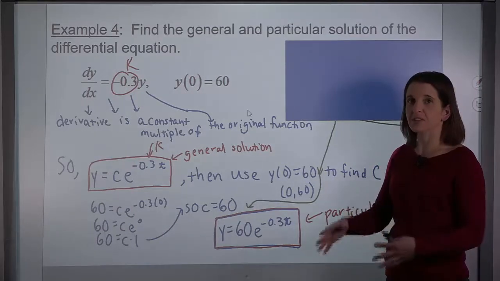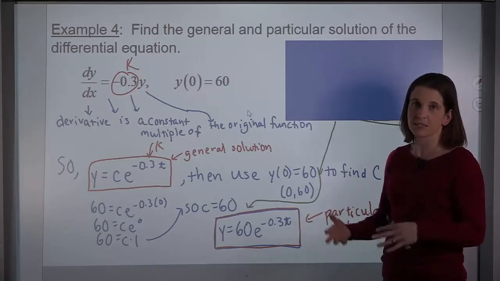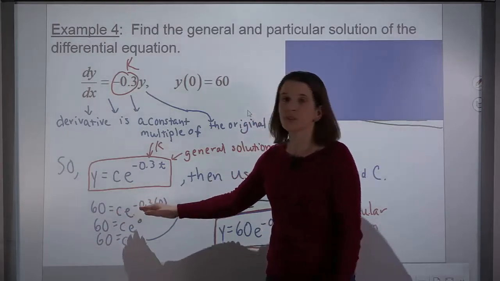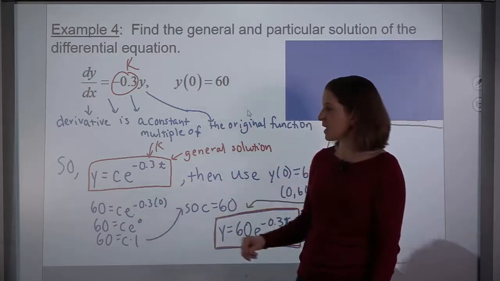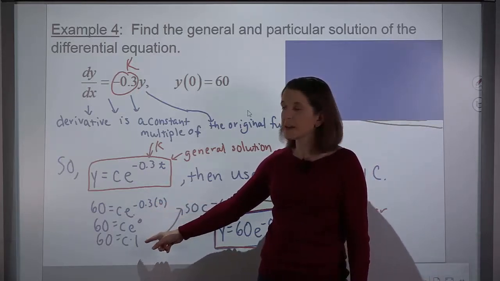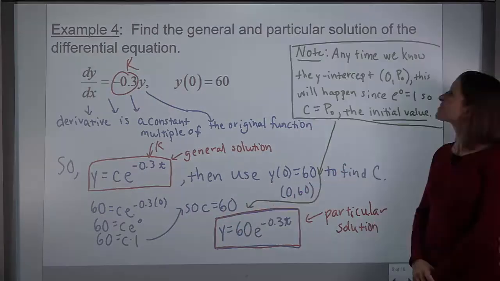I know our c lives in a little different place than when we had polynomial functions, now that it's an exponential, but it is the same idea. 60 is the output, equals c e to the negative 0.3 times 0, which was my input. Well, negative 0.3 times 0 is 0, and e to the 0 is 1. So 60 equals c times 1, or 60 just equals c.